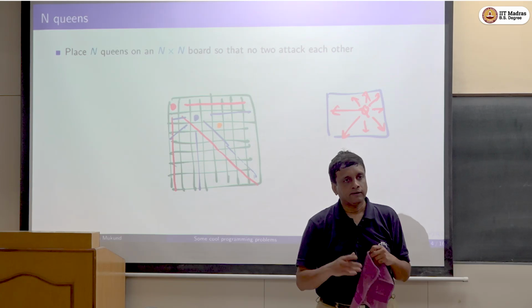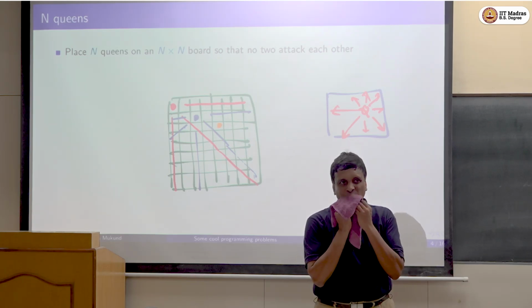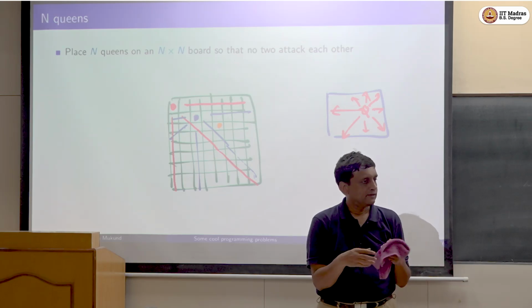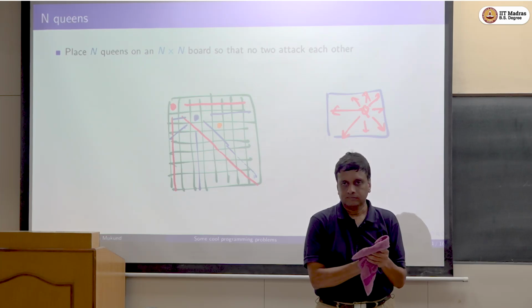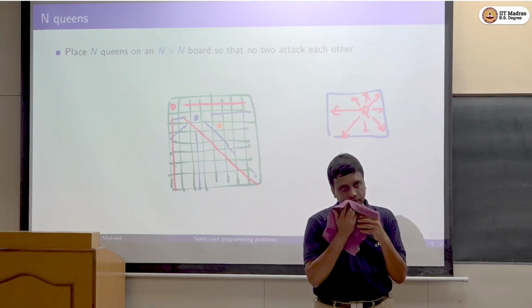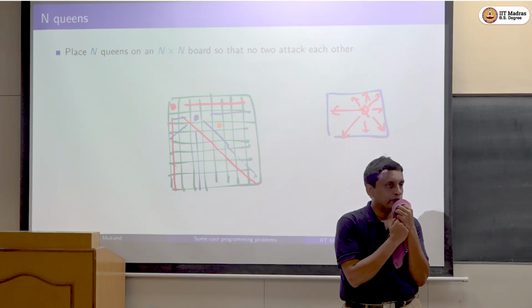there can be at most 1 on each row and each column. So therefore, if I have an 8x8 chessboard, I can put at most 8 queens in such a way that no 2 of them attack each other. This is a very standard puzzle: can you actually put 8 queens?